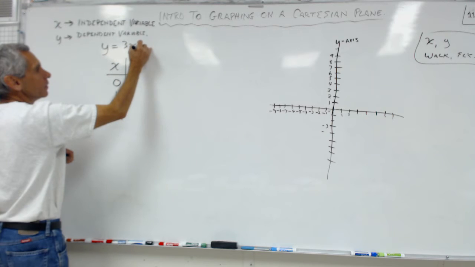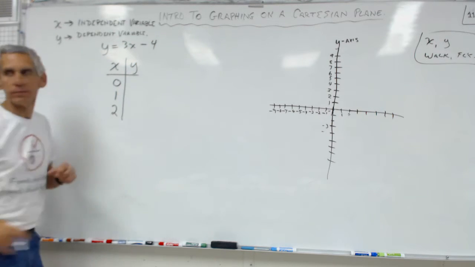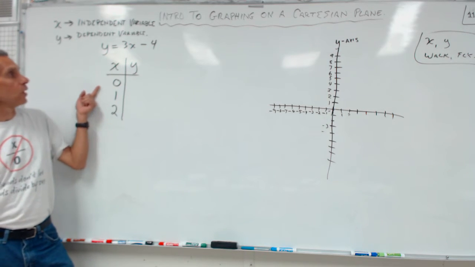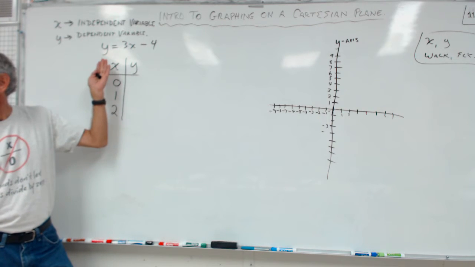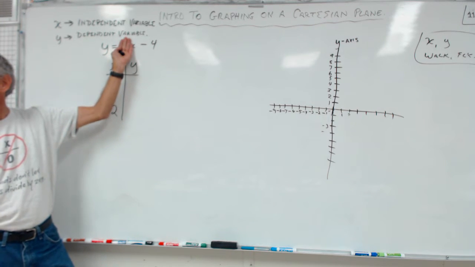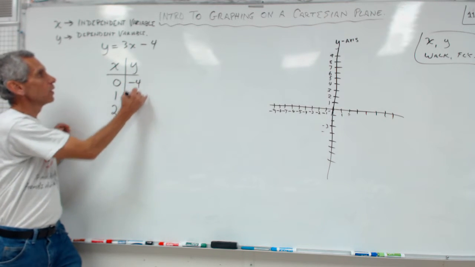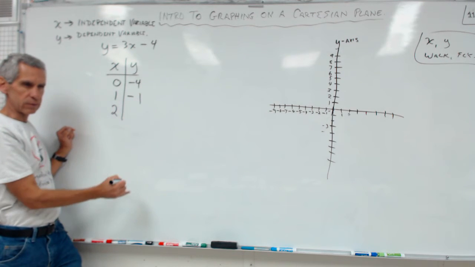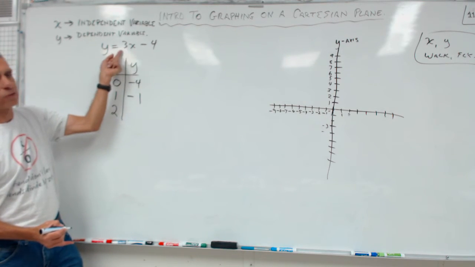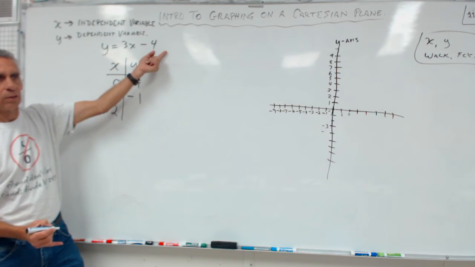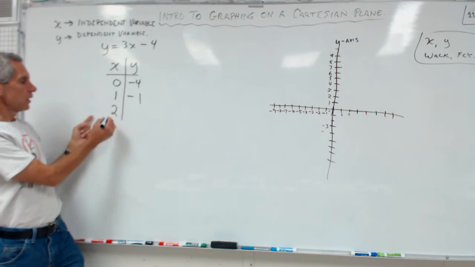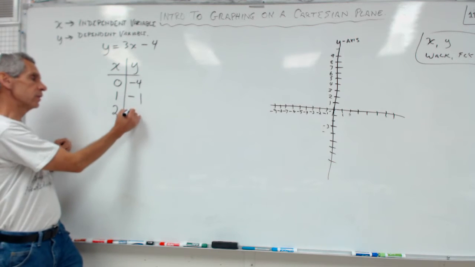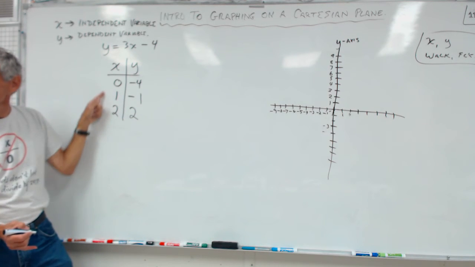y is equal to 3x minus 4. Why is it negative 4? When x is 0, 3 times 0 is nothing. So y is equal to minus 4, negative 4. When x is 1, 3 times 1 is 3, 3 minus 4 is negative 1. You guys can see what it is? So I put negative 1. And when x is 2, 3 times 2 is 6, minus 4 is 2. So there are my 3 points.